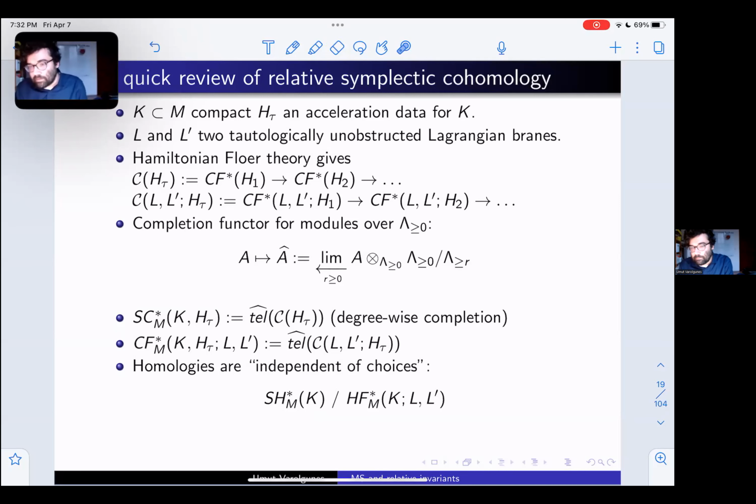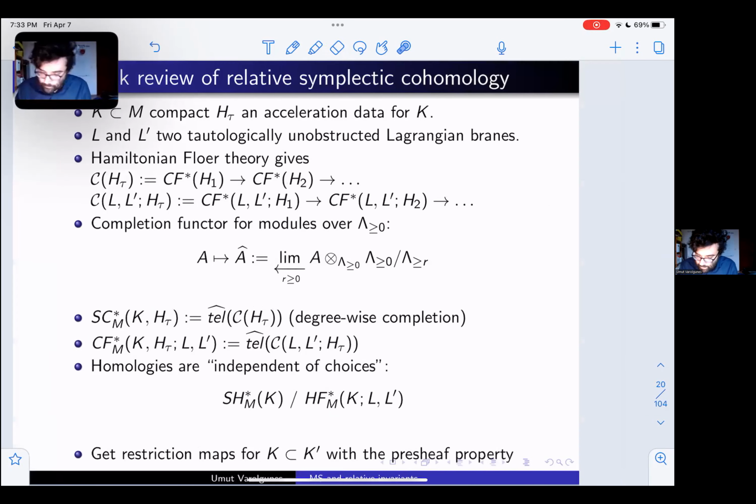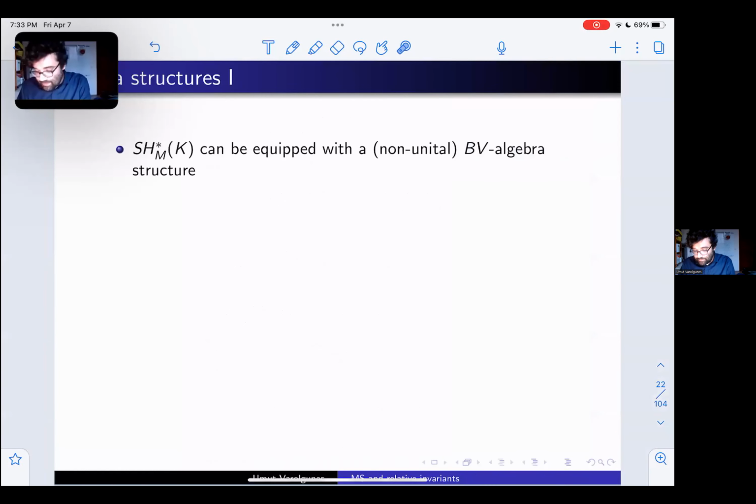Okay, but the thing maybe that I want to stress is that these Hamiltonians and everything are defined in the entire manifold. K enters into the discussion by prescribing what functions I'm using to do Hamiltonian Floer theory. And if I have nested compact subsets, then I have restriction maps as well. Okay, so now this has a lot of extra structures.